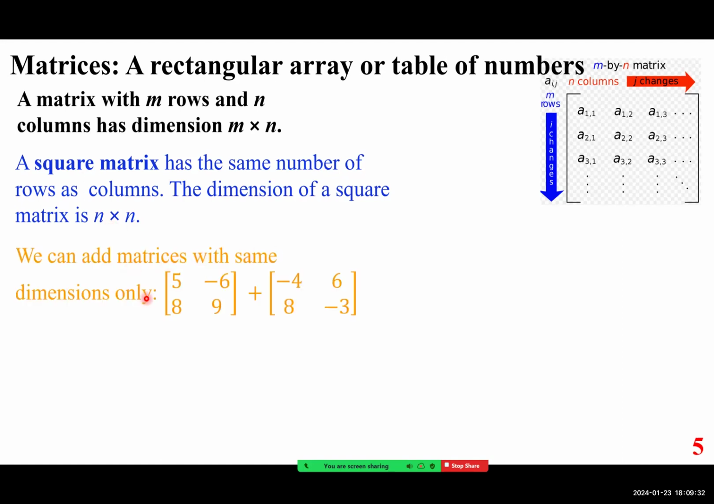We can add matrices with the same dimensions. They must have identical dimensions, otherwise we can't. And how do we add them up? Just corresponding elements. For example, I have to add these two, and I get 1. Then I add these two, and I get 0. Then I add these two, and I get 16. Then I add these two, and I get 6. Each case is a 2 by 2 matrix.